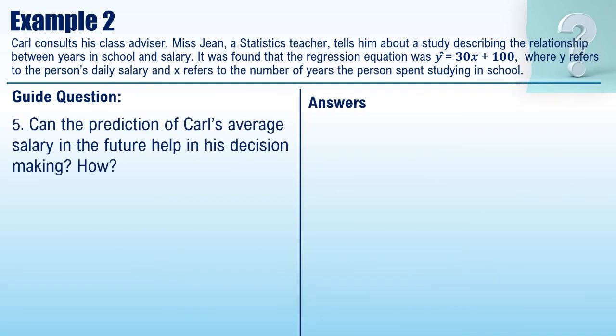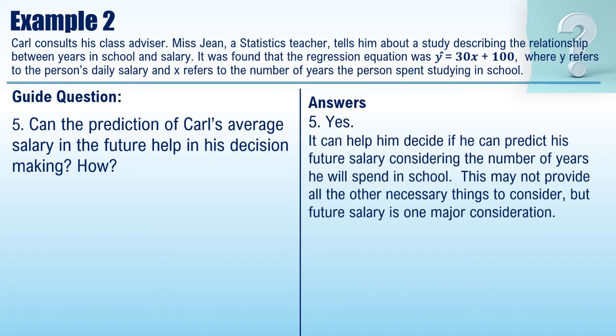Now for the fifth guide question. Can the prediction of Carl's average salary in the future help in his decision making, and how? Our answer here is definitely yes. It can help him decide if he can predict his future salary, considering the number of years he will spend in school. This may not provide all the other necessary things to consider, but future salary is one major consideration.